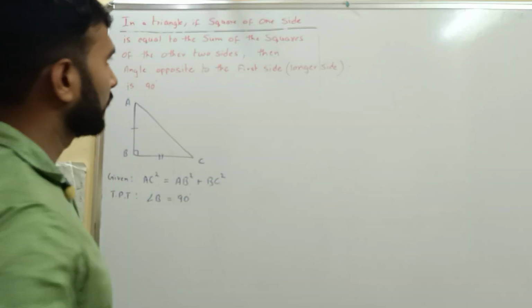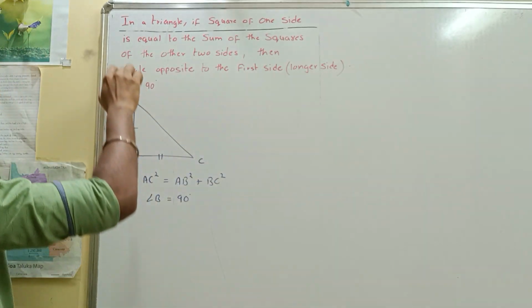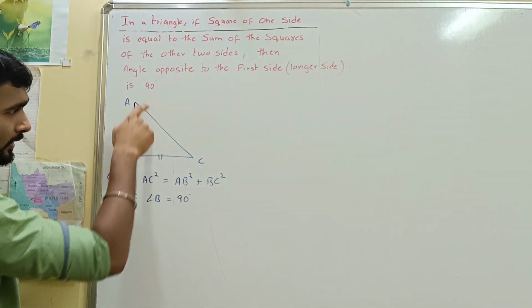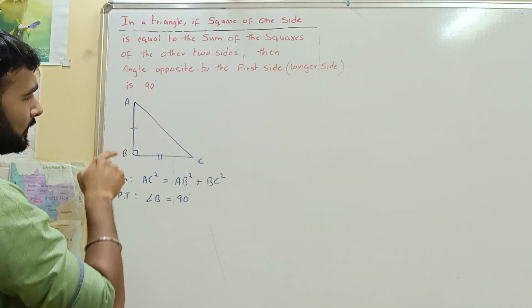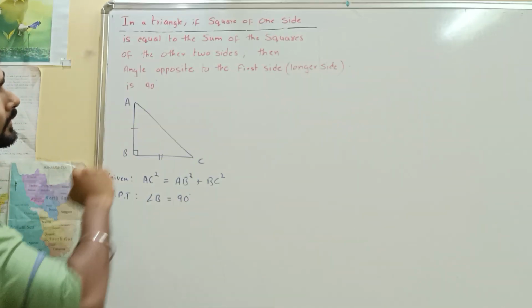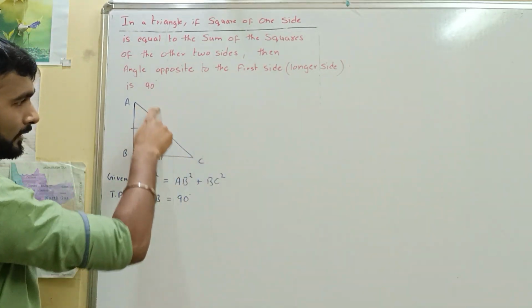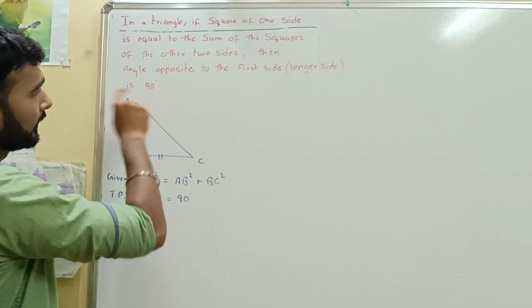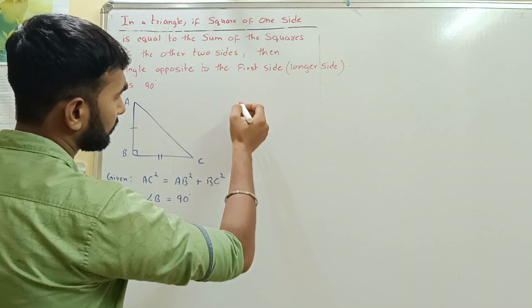Hello everyone. So today we are going to study the converse of Pythagoras theorem. It says that in a triangle, if the square of one side, that is the square of this side, is equal to the sum of the squares of the other two sides, then the angle opposite to the first side, the angle which is opposite to this side, is 90 degrees. Okay.